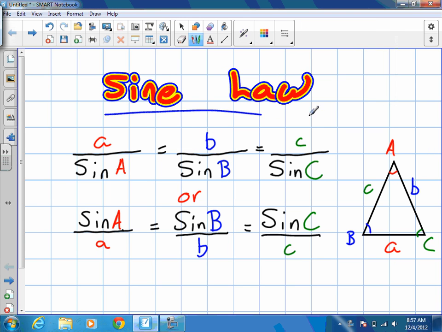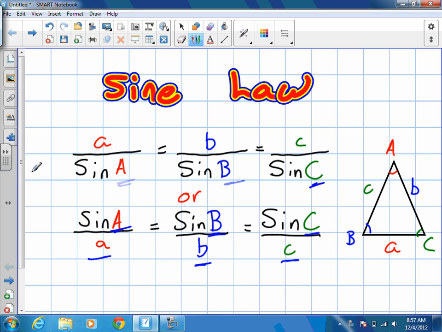Okay, today we're going to go over sine law. It looks as if there are two formulas, but these are the exact same formula. The only difference is they've inverted the fractions. Okay? So, in other words, you can choose to set the formula up the way we have it here with all of these sides, and we'll talk about this in a second, and angles on the bottom, or vice versa with the angles on the top and the sides on the bottom.